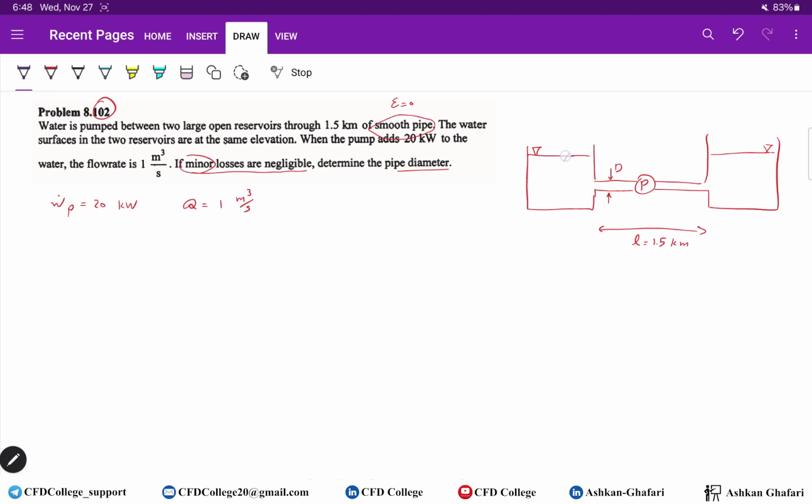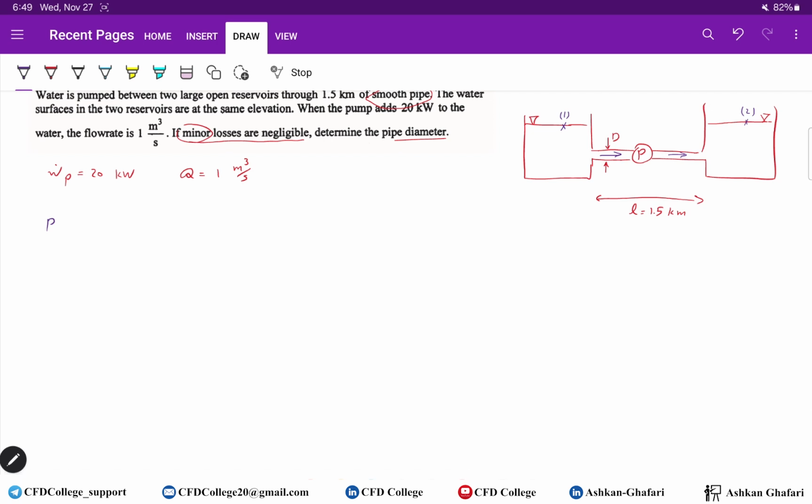It's easy for you because the first step is to identify the key points. We have two free surfaces. These are our key points. Let's write down the energy equation between these two, and for example, assume that the flow goes from left to right. So P1 over gamma plus V1 square over 2g plus Z1 equals P2 over gamma plus V2 square over 2g plus Z2 plus fL over D V square over 2g.